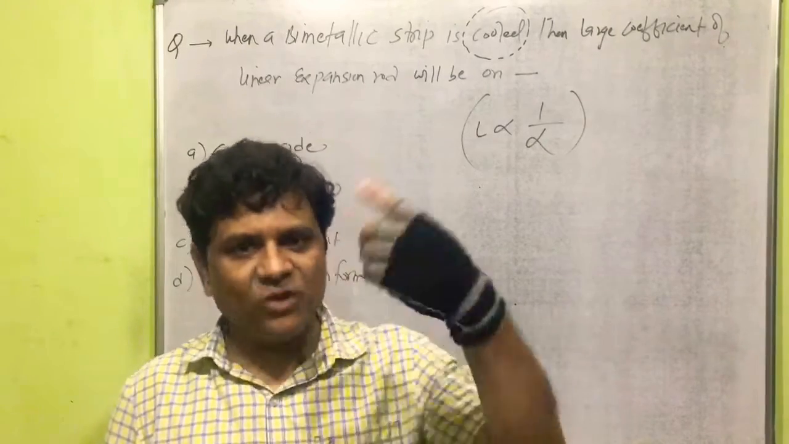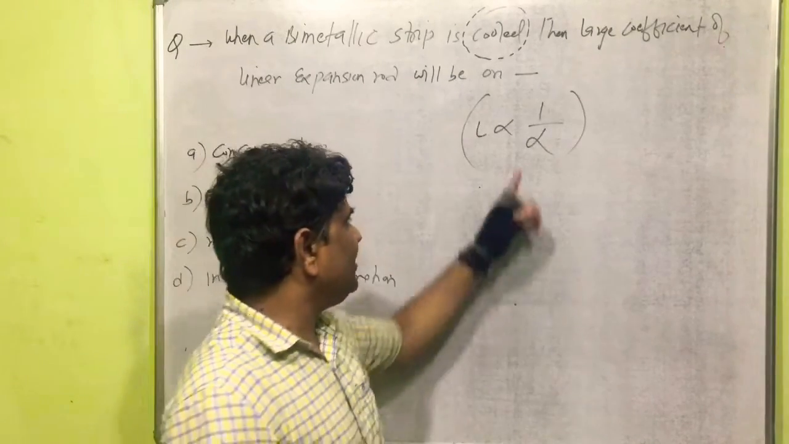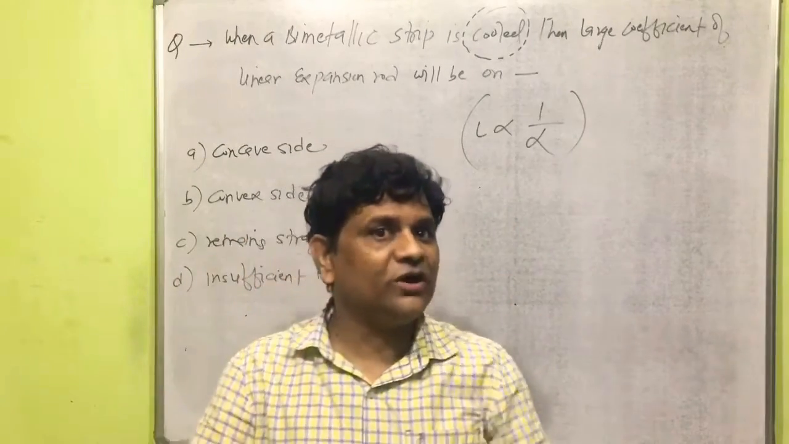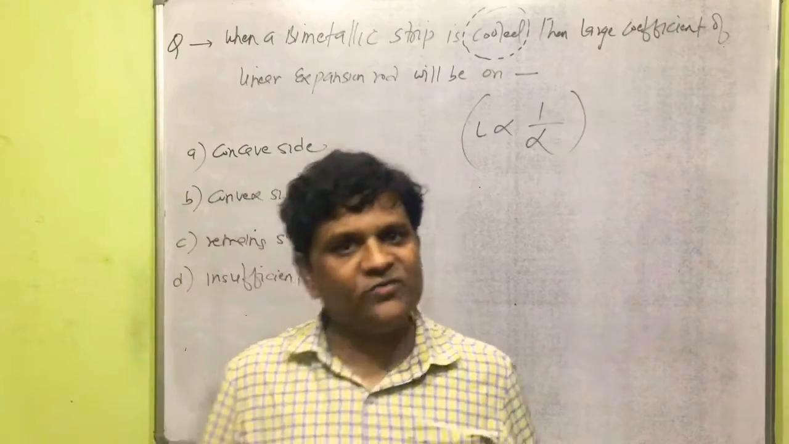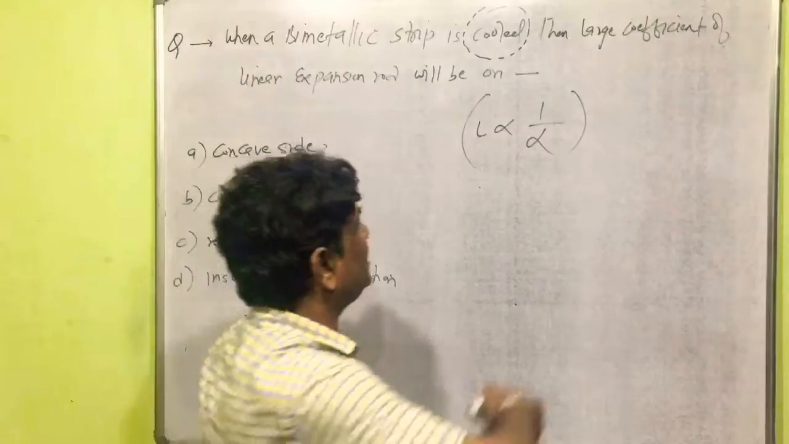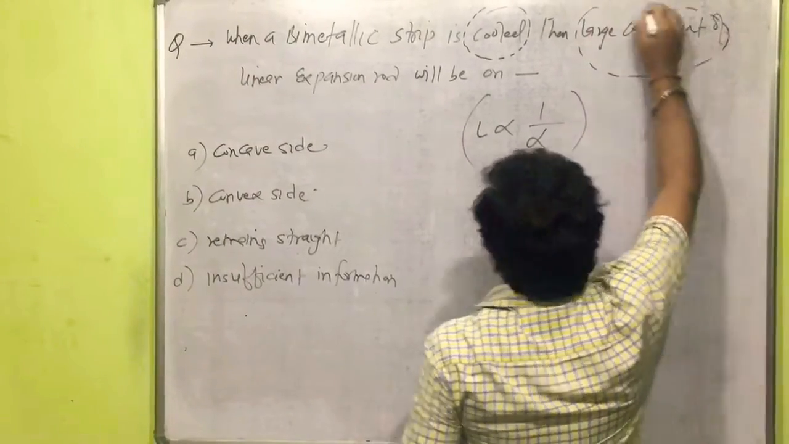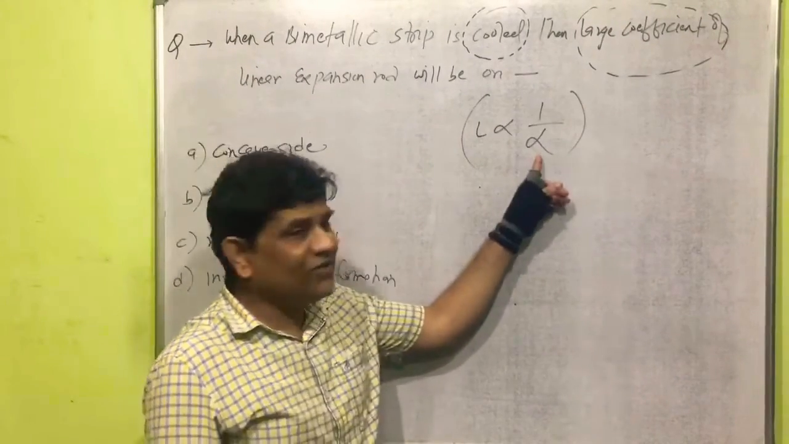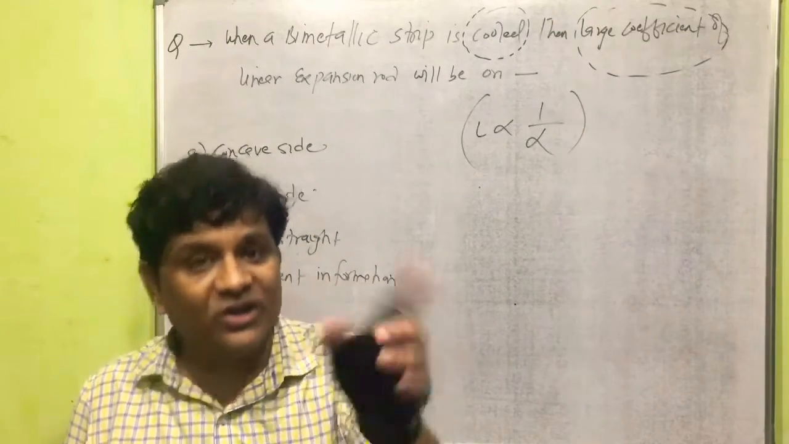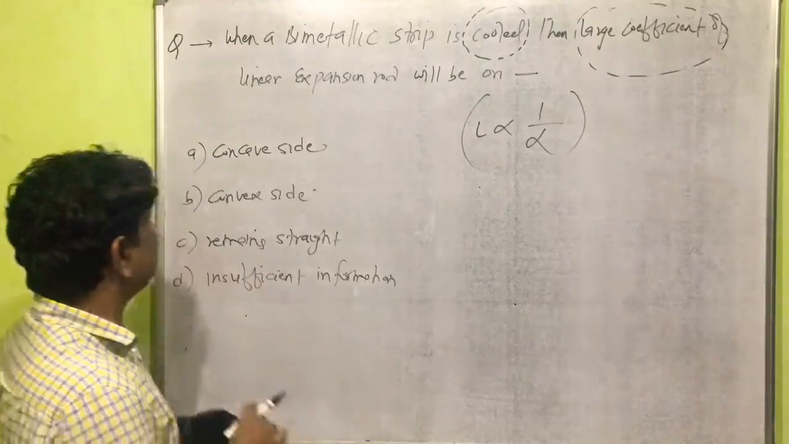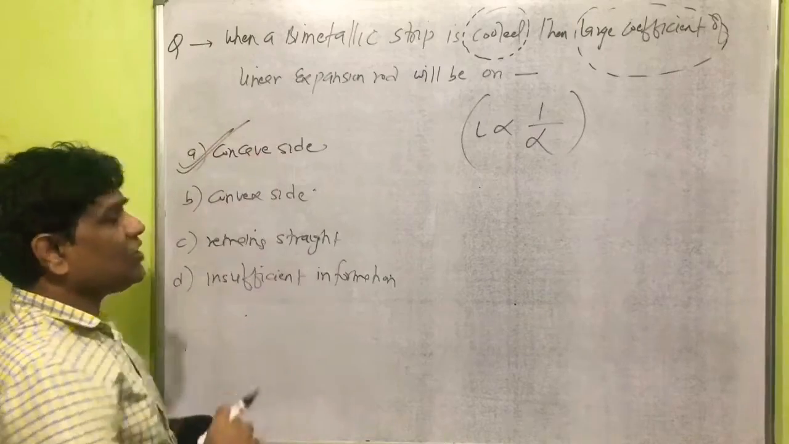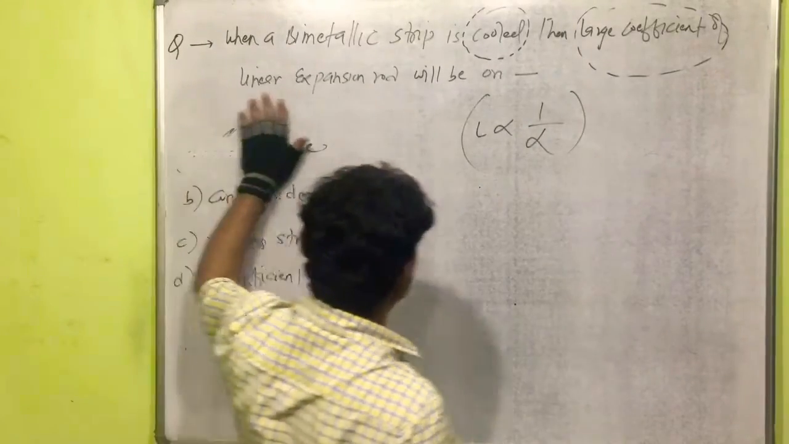If alpha is smaller, length will be larger. Larger length will be on the convex side or outer side. Now what is our question here? The larger coefficient of linear expansion rod. Yes, if alpha is larger, length will be smaller. Smaller length will be on the concave side or inner side. So what is the right answer to our question? It is A, concave side.